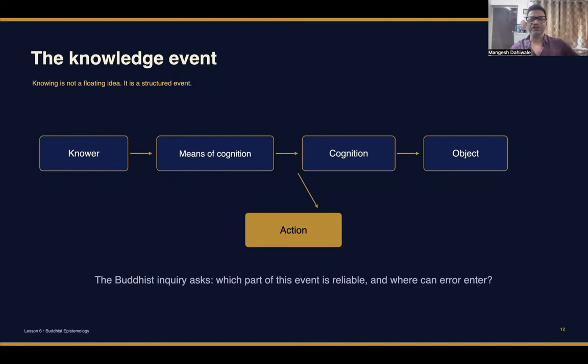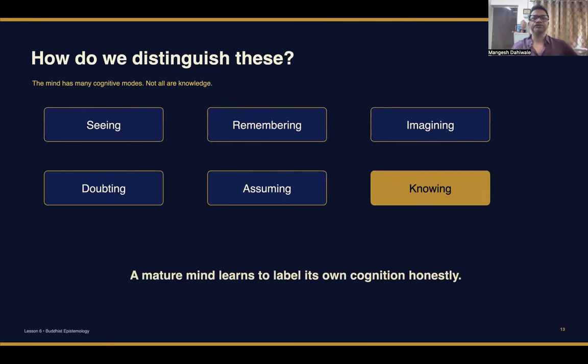Okay. So, what is our means of cognition? How do we perceive something as a valid thing? So this is a very, very interesting sort of philosophical inquiry that the Buddhists have launched. And so we have to bear in mind that knowing is not a floating idea, it's a structured event. So knower, means of cognition and object. So I'm going to go deep into this a little bit so that these slides will be clear to you. So how do we distinguish the cognitive process itself?